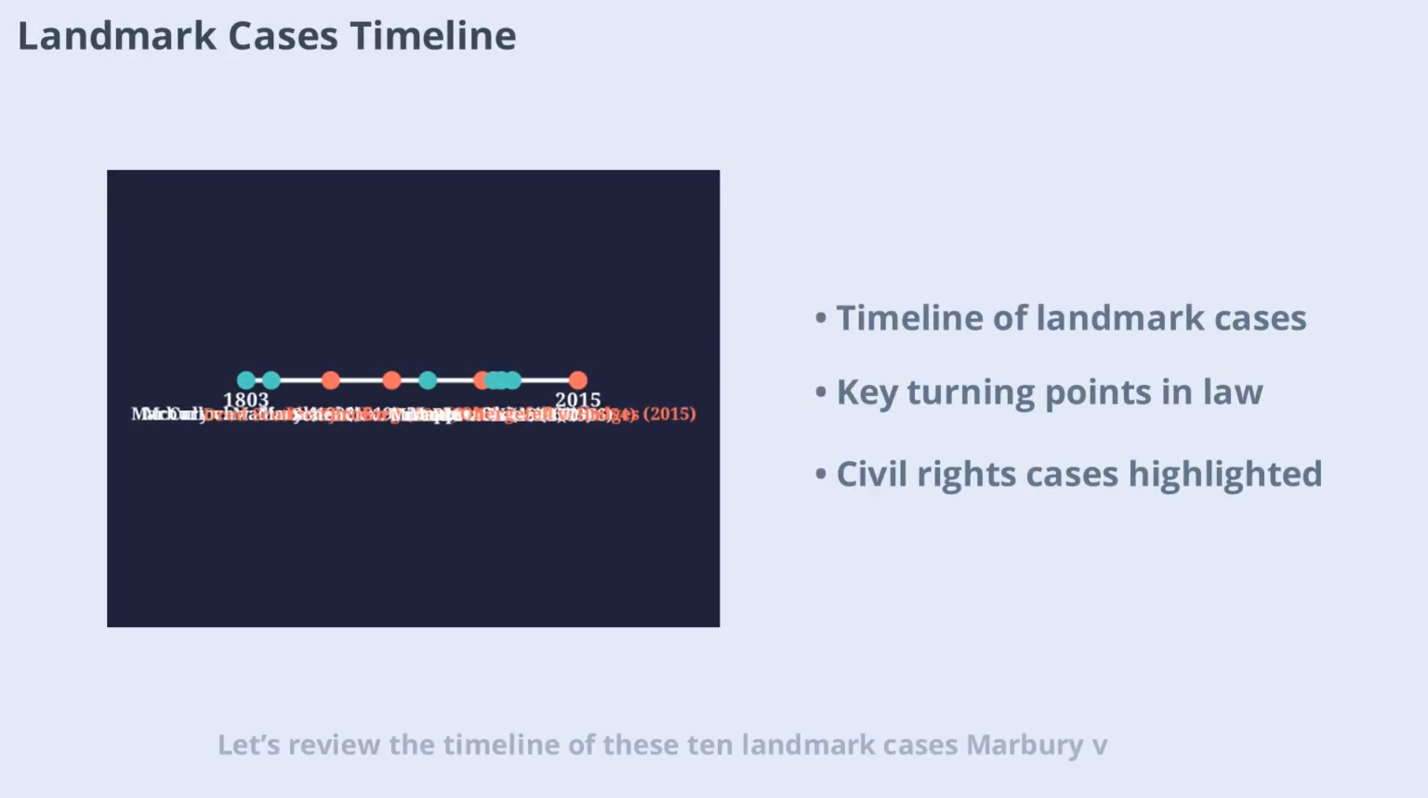Let's review the timeline of these 10 landmark cases. Marbury v. Madison, 1803; McCulloch v. Maryland, 1819; Dred Scott v. Sanford, 1857; Plessy v. Ferguson, 1896; Schenck v. United States, 1919; Brown v. Board of Education, 1954; Mapp v. Ohio, 1961; Miranda v. Arizona, 1966; Roe v. Wade, 1973; and Obergefell v. Hodges, 2015. Each case marks a turning point in American legal history.